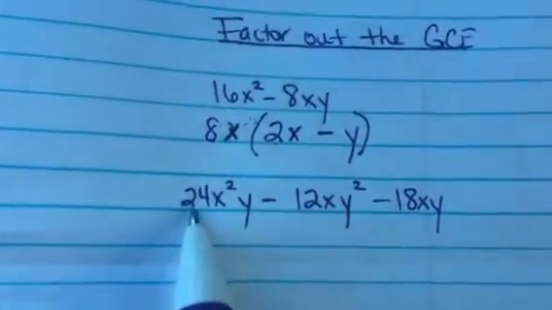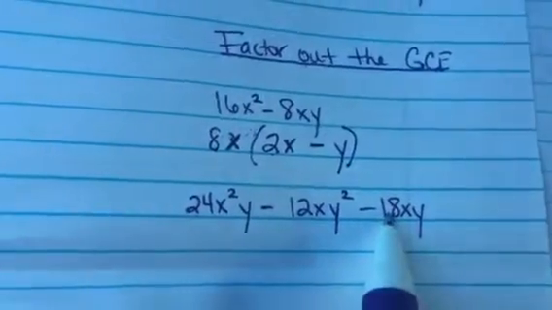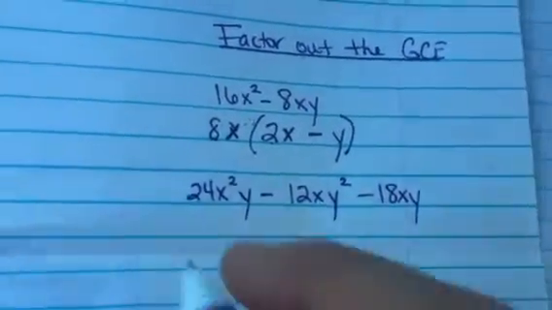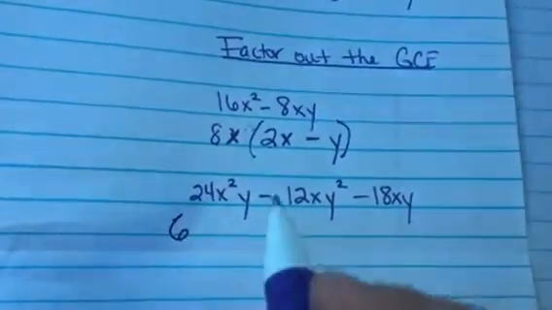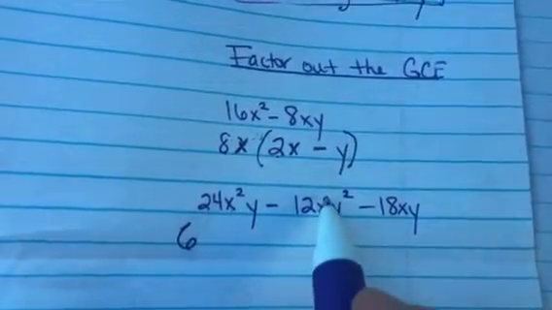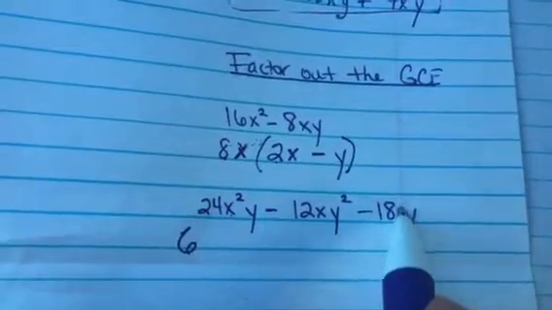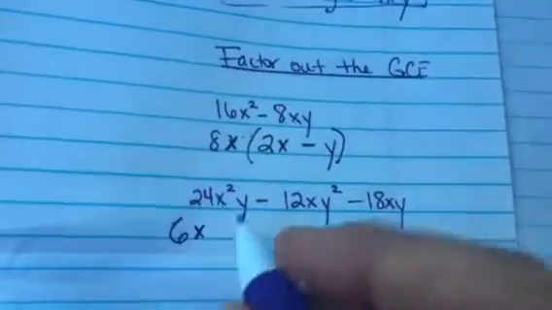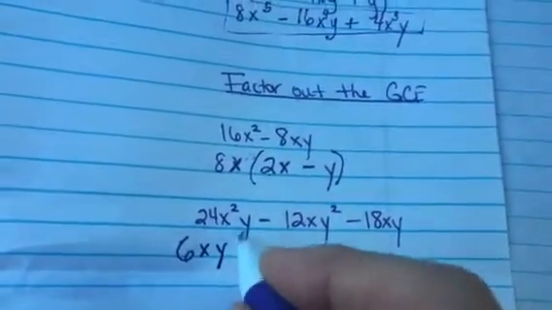Just look at your numbers. I have a 24, I have a 12, and I have an 18. What's the biggest thing that you can think of that will get into all three of those numbers? And I would say 6. Okay, there's an x to the first, and there's an x to the first, so they all at least have an x. And it looks like they all have at least a y. Okay, so I'm going to pull that out.